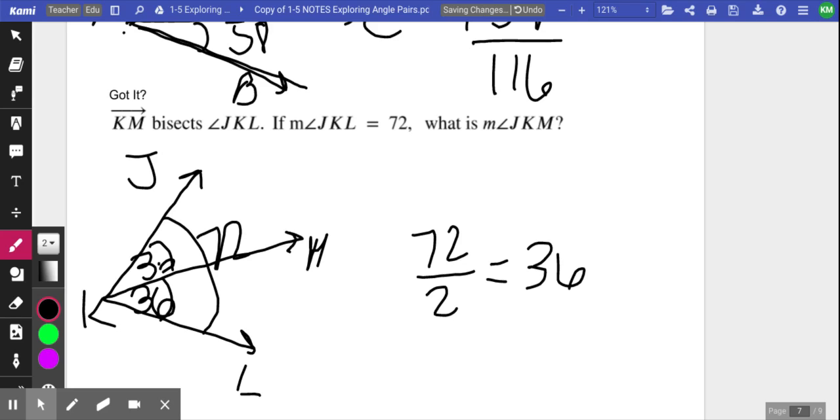Okay, so that finishes up lesson 1-5, which is exploring angle relationships and angle pairs. You can go ahead and go on to try the lesson check and check your answers with the keys. If you have any questions, please feel free to email.